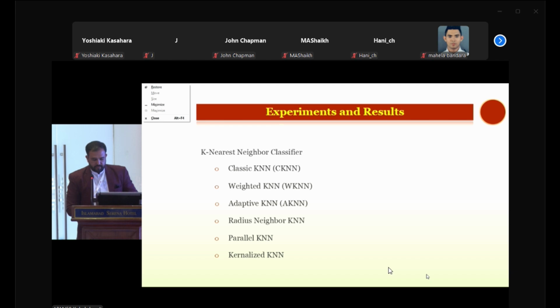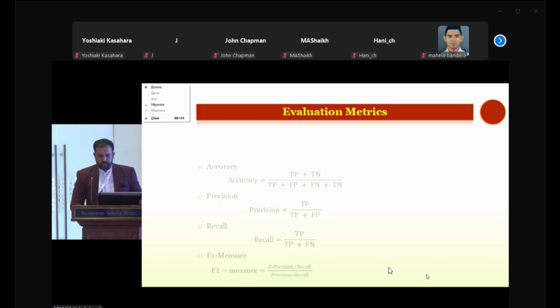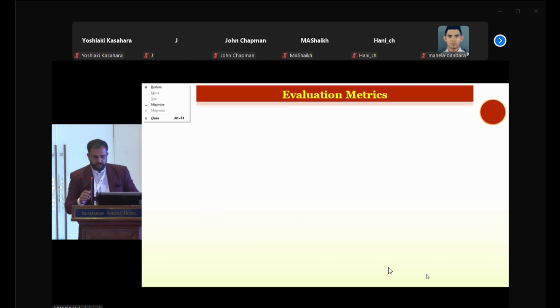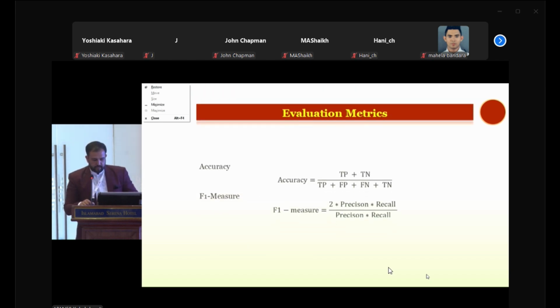tested its 6 different variants like classic KNN, weighted KNN, adaptive KNN, radius neighbor KNN, parallel KNN, and kernelized KNN. These are the evaluation metrics: accuracy, precision, recall, and F1 measure. Because our data set was imbalanced, we will consider the accuracy and F1 measure.